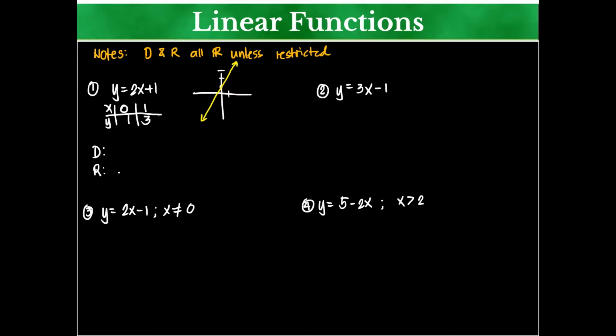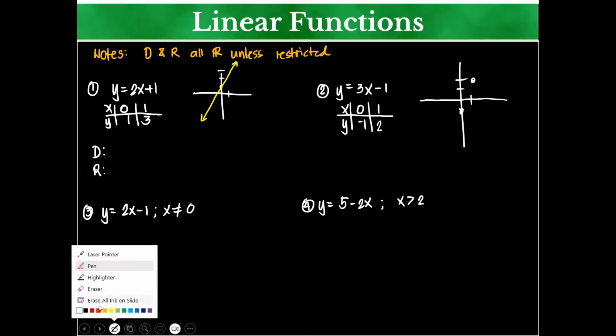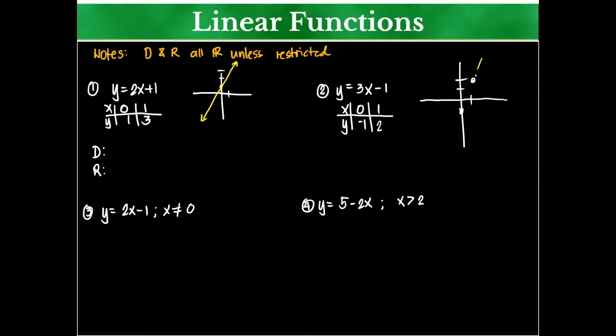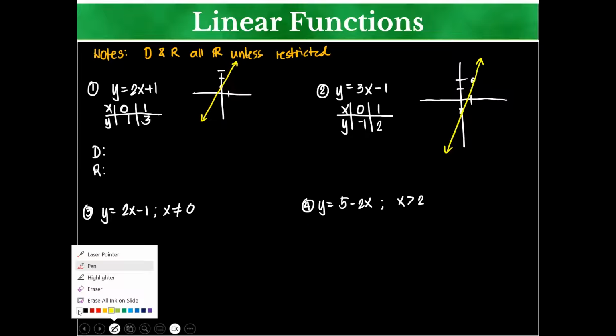Can you give me the domain? Oh, sige, later. Let's draw first. When x is 0, y is -1. When x is 1, y is 2. At 0, it's -1. That point, if it's 1, that's positive 2. So let's draw. Next.